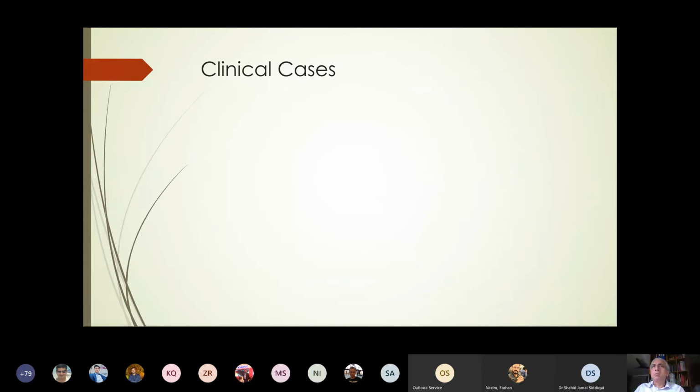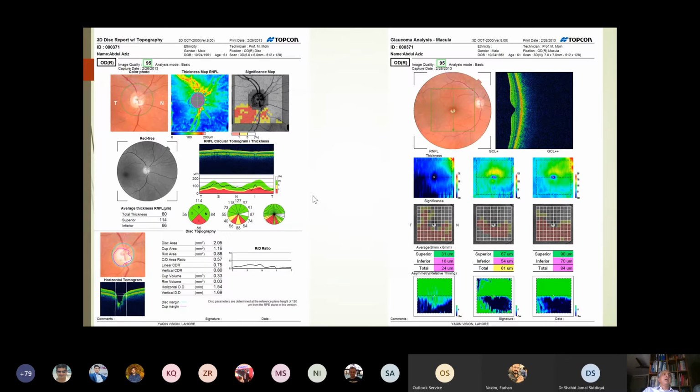Now we go through some cases in which we highlight the importance of retinal nerve fiber layer thickness, and we correlate that with ganglion cell thickness. Here you can see this is a patient who is 61 years old. If we look at the color photograph, we see the patient has a cup to disc ratio that looks like 0.6. If you see the temperature chart, you see that this is the red area superiorly, but it's more green inferiorly. So damage should be in the lower area.